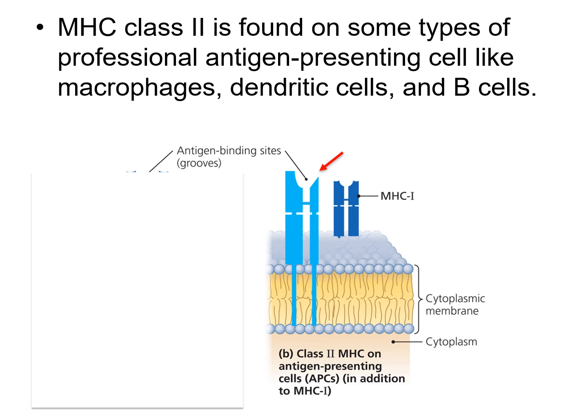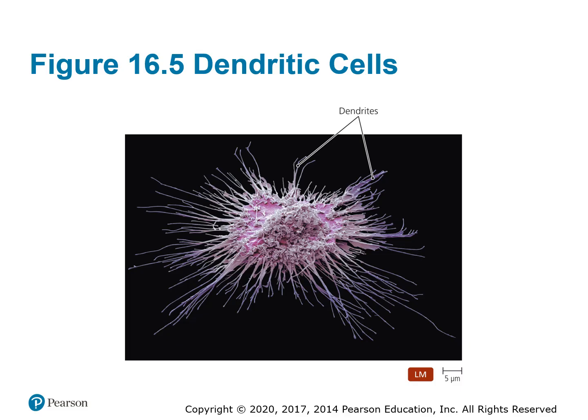MHC 1. Now, MHC class 2 is found on some types of professional antigen presenting cells like the macrophage, dendritic cell, and B cell. Here is the dendritic cell. We're going to talk about it extensively. So you need to know that it is located in the skin. It's also called the Langerhans cells.